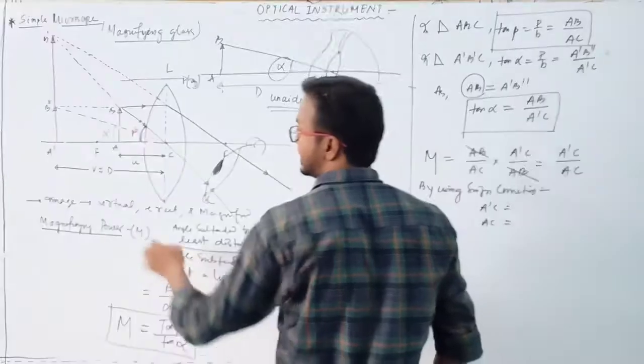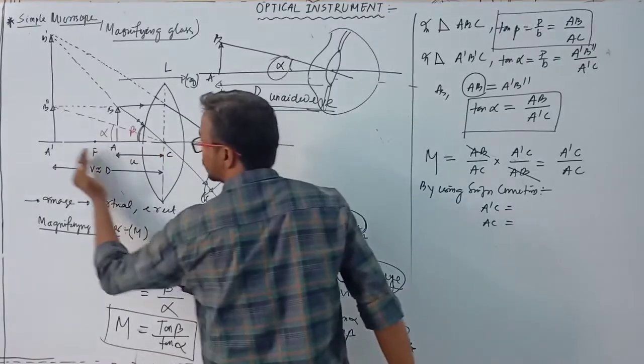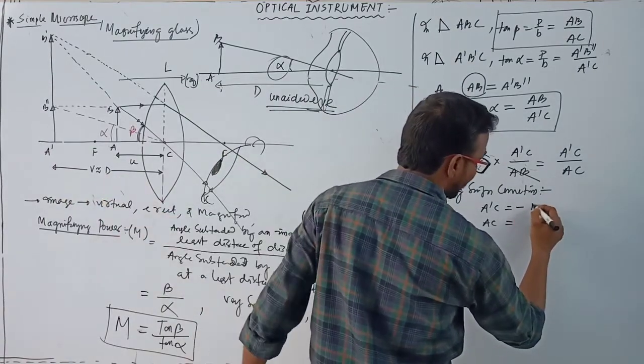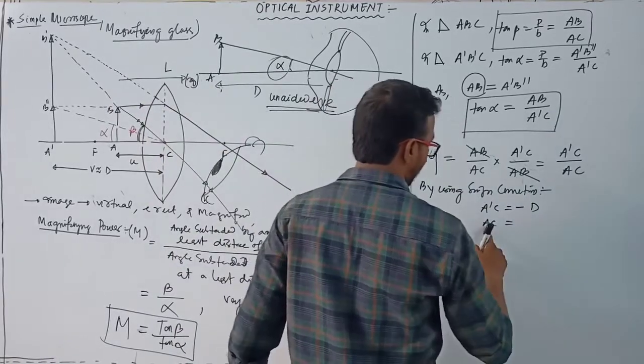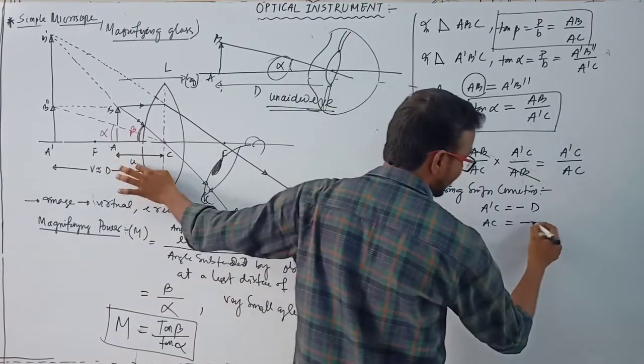So A'C is this distance, but distance is always measured from the optical center to that point. So this distance we can write as minus d. Clear? Because this is the incident ray direction. Next, AC means this distance, which is equal to minus u.